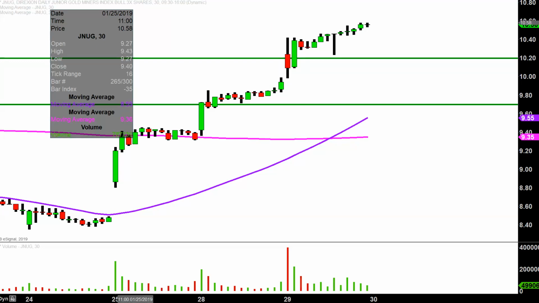Now, don't get me wrong. If the price falls below 10.20, by no means am I saying the entire chart's destroyed or ruined or anything like that. But yeah, if the price could somehow manage to stay up above that level, that would certainly be a massive sign of strength going forward.